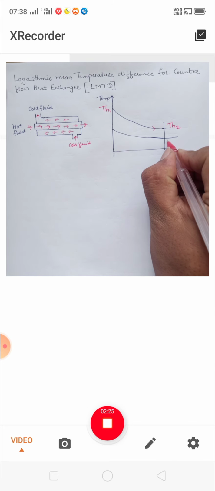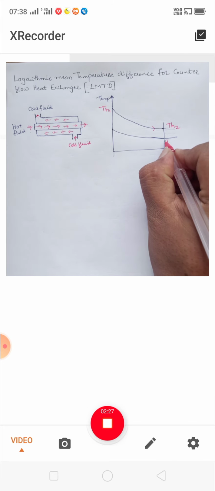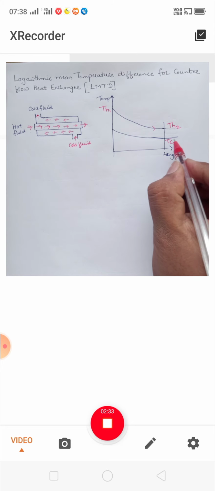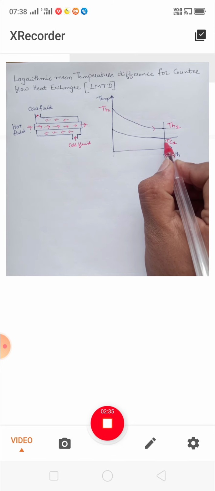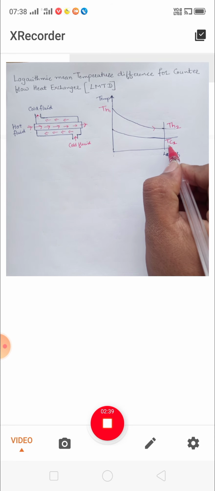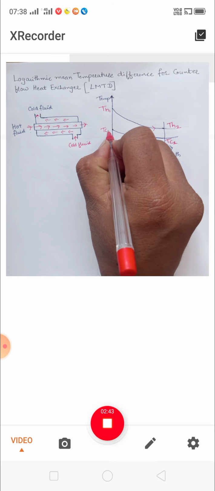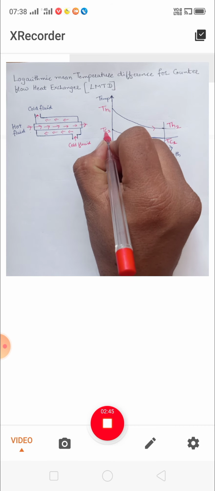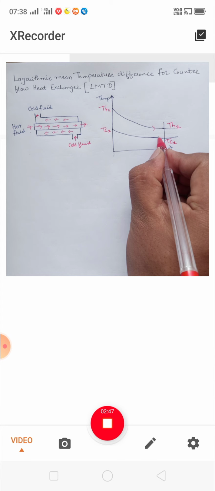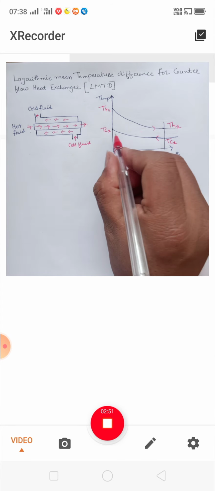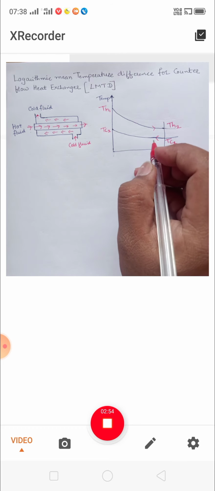So here the cold fluid enters the inlet of the heat exchanger at a temperature TC1. So this is the entry point for the cold fluid. I have written here TC1, and the cold fluid comes out of the heat exchanger at a temperature TC2. That means the cold fluid is moving in this direction, that is opposite to the direction of the hot fluid.